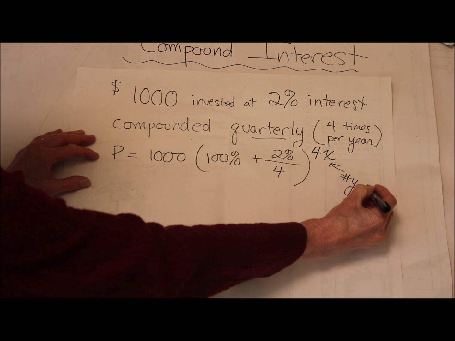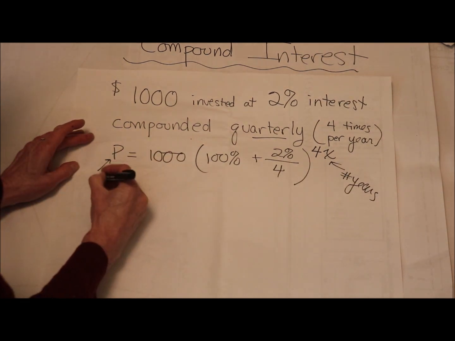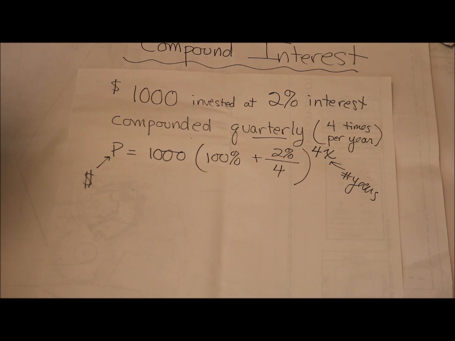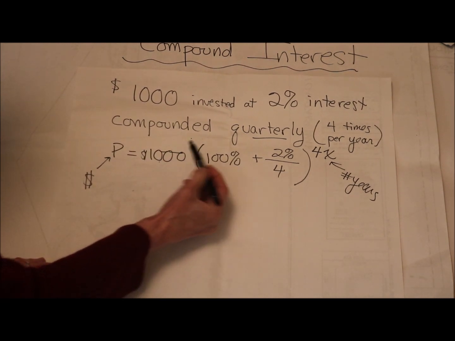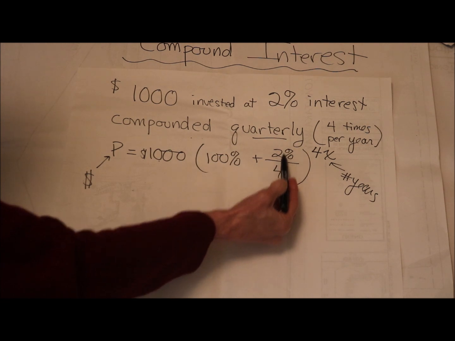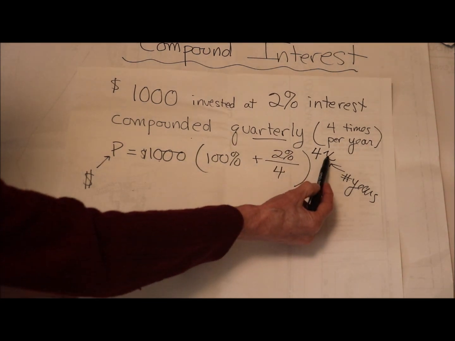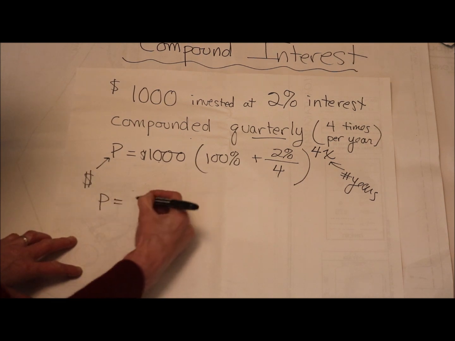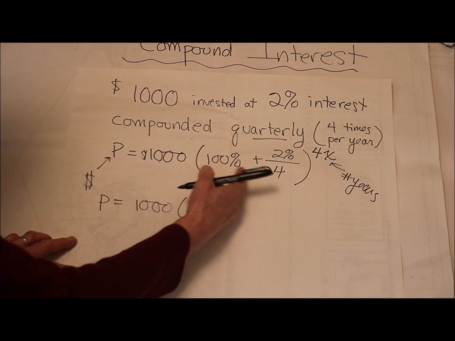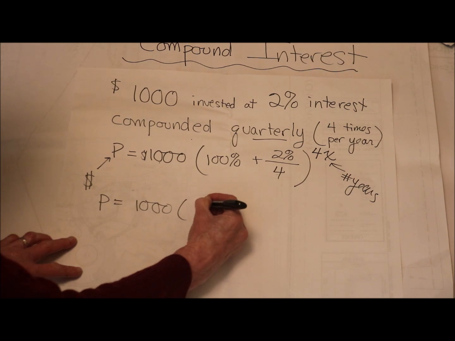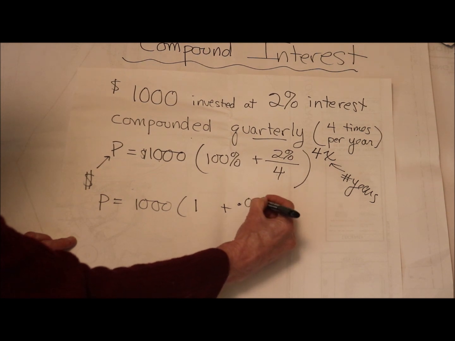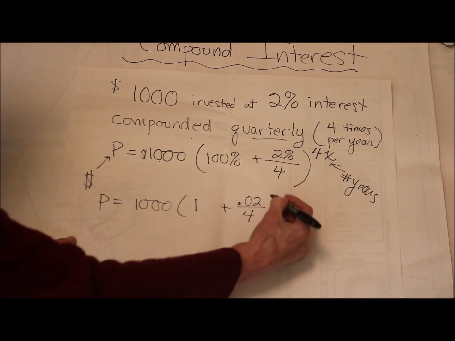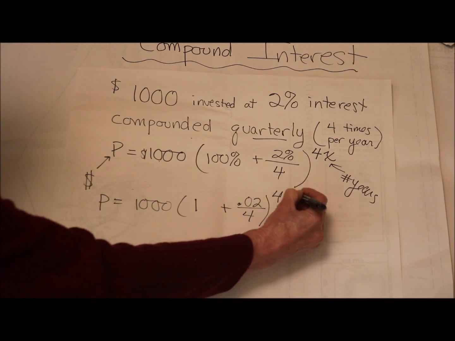Okay? And P is your amount of money at time X. All right? So here's your $1,000. Multiplied by 100% plus 1/4 of your interest, and they do that 4 times per year. Now again, let's just translate this into decimal land. 100% in decimal land is 1. 2% in decimal land is 0.02. So I'm taking 1/4 of that and doing it 4 times per year.